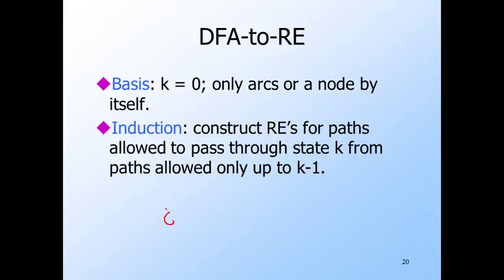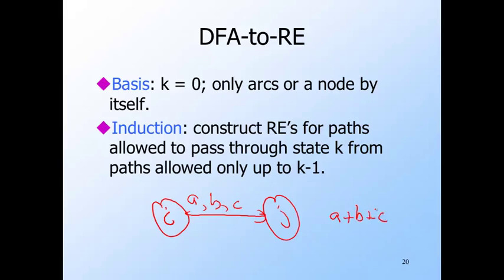So, for example, here's state i, here's state j, and suppose it has arcs labeled A, B, and C, then its regular expression is A plus B plus C. And if there's also an arc, let's say, from i to i, in addition, let's say that there is a loop with labels D and E on the state i, then the regular expression for the paths from i to i would be D plus E plus epsilon.